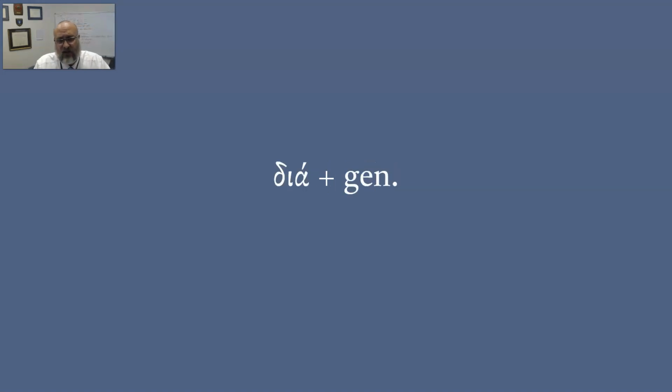Dia plus the genitive is through. My mnemonic device is dia plus the G, through. Dia plus the ACC, on account of. So dia can use either case. If it's dia with a genitive, it's through. Dia plus the accusative means on account of.